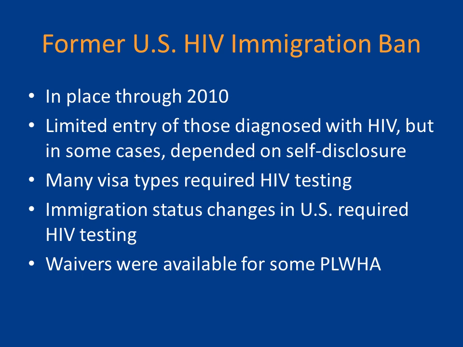So just a little background on the immigration ban. It was in place in the U.S. through 2010. It limited the entry into the U.S. of people who are living with HIV. In some cases, that depended on their self-disclosure of their HIV positive status. Many visa types required HIV testing either in a person's country of origin or here in the U.S., and waivers were available for some people who were living with HIV.